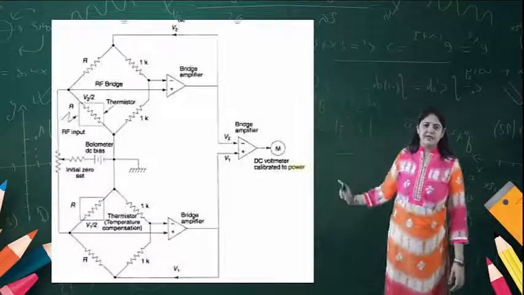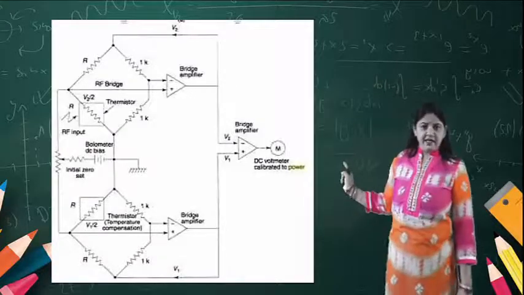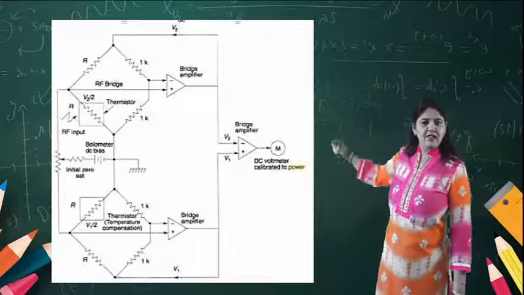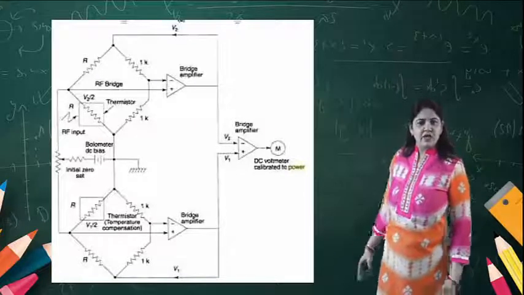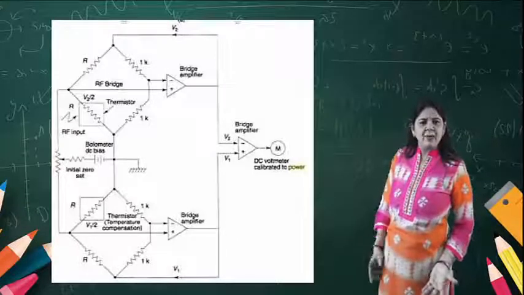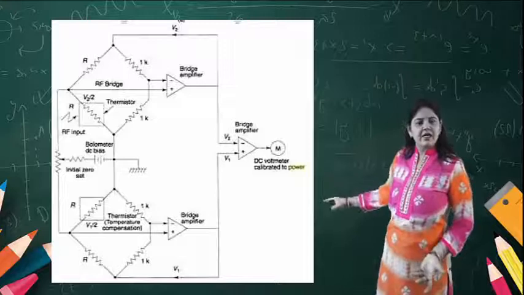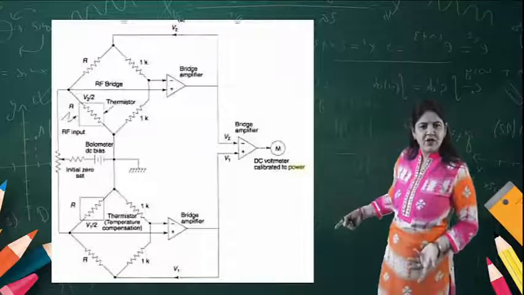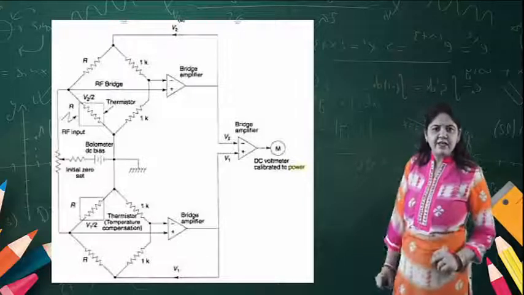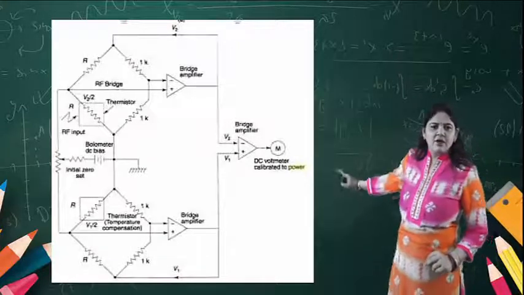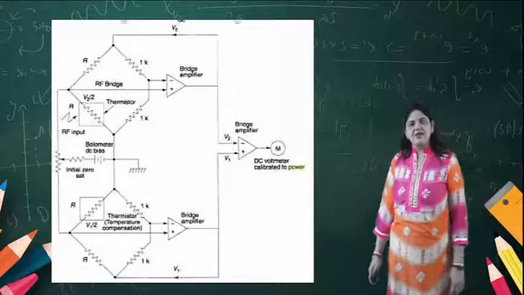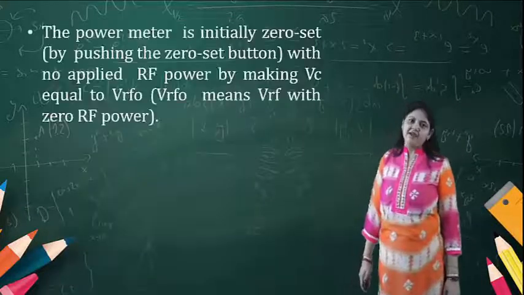So here the diagram is very easy, and you can see that two different bridges are given. Two balanced circuits are used. One circuit produces the output V1, and the other produces V2. The comparison can be done, and over here, by using the DC voltmeter, the measurement of the power can be done.